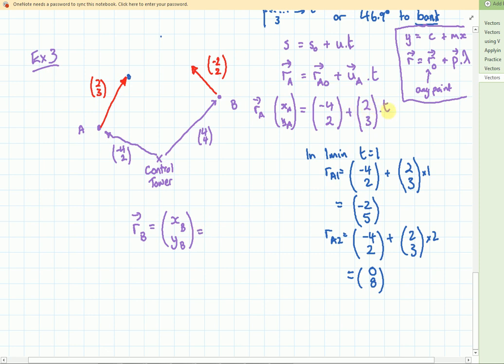And we're going to use the same time. So we're starting, the position of B was at 4, 4. And the velocity is going to be minus 2, 2. And velocity we need to multiply by time. So there's my equation of motion for plane B.